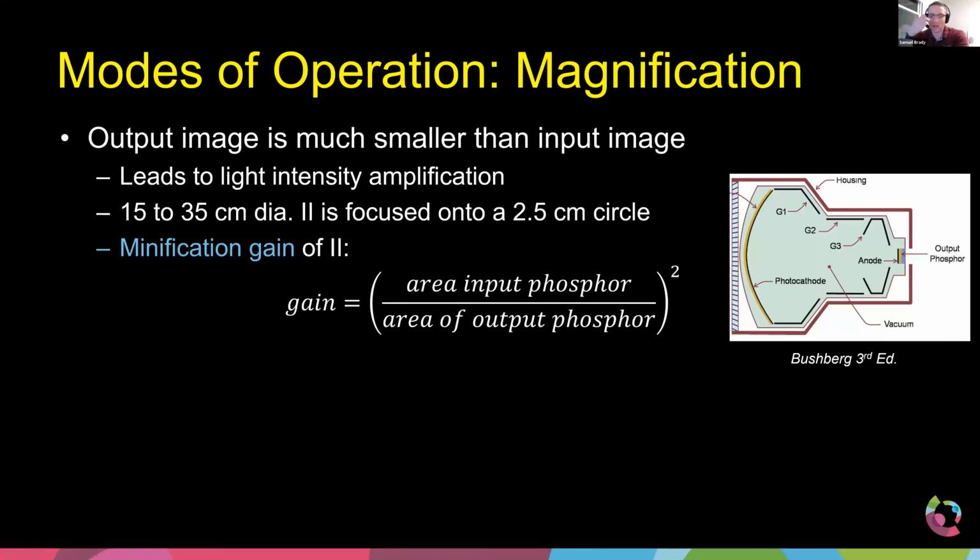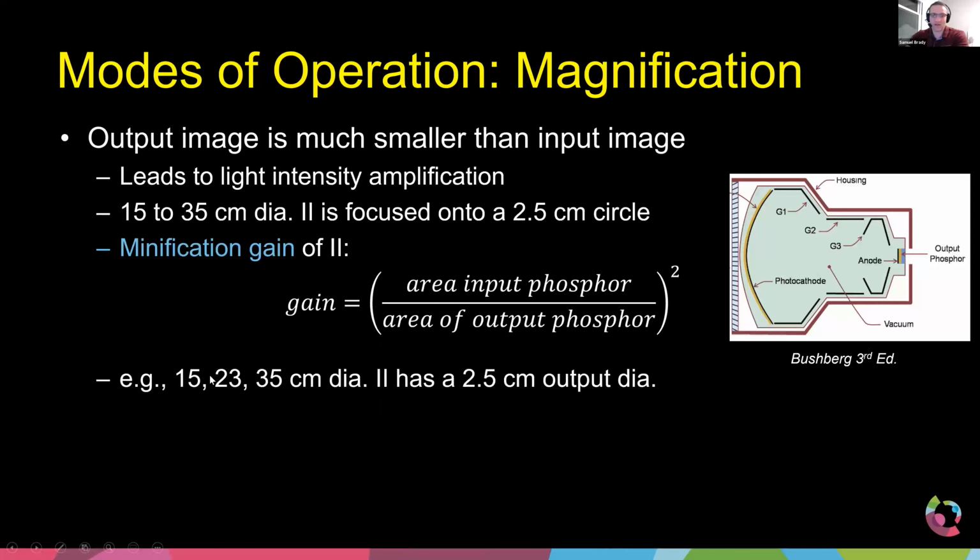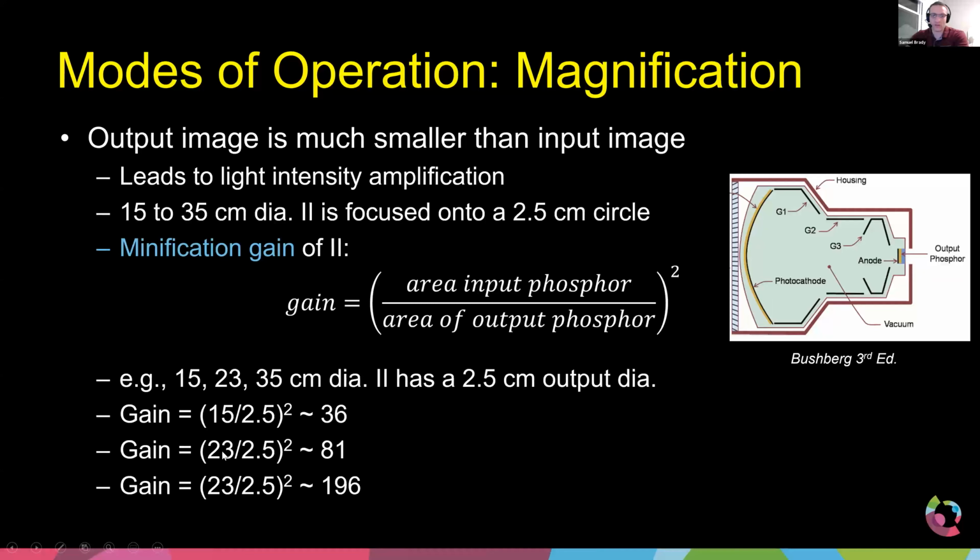So what does this mean? Well, with an II, this means we get what's called minification gain. And when you do a simple ratio, the area of the input, say 15 or 35, versus the area of the output, which is constant at 2.5, you square that ratio, it gives you the gain. So what are we talking about? When we go from, say, a small 15 field of view, you get a gain of about 36. And then if you go to a medium size, 23, 81, and forgive me, that's a typo, that should be 35. 35 divided by 2.5 squared is 196.